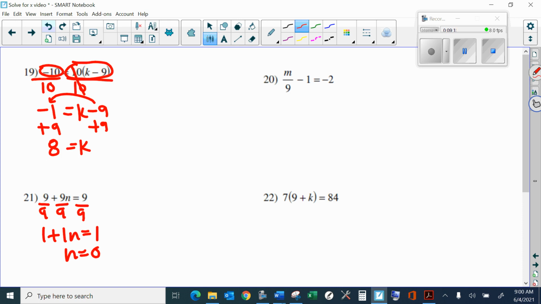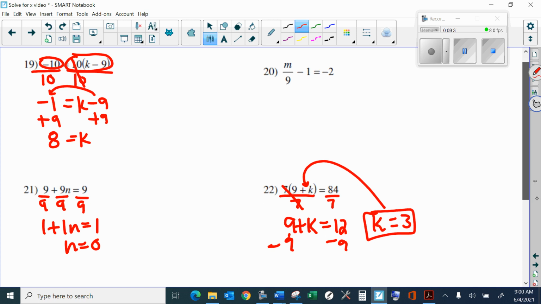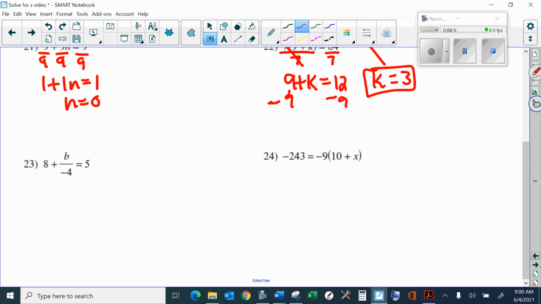Here's the other shortcut again. 7 divides by each term here. So it cancels out. So I'm left with 9 plus k equals 12. K is positive, so leave it here. So I subtract the 9 across. And I get k equals 3. I could check that back in. 9 plus 3 is 12 times 7 is 84. Yes. Okay.